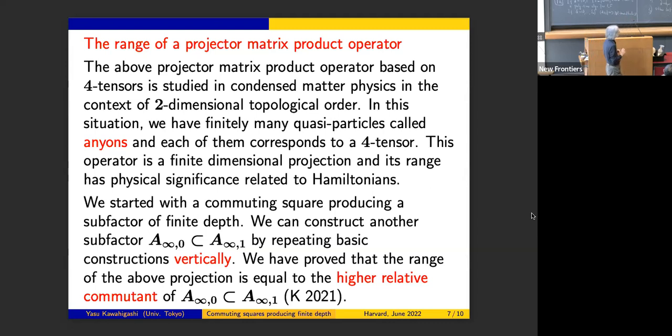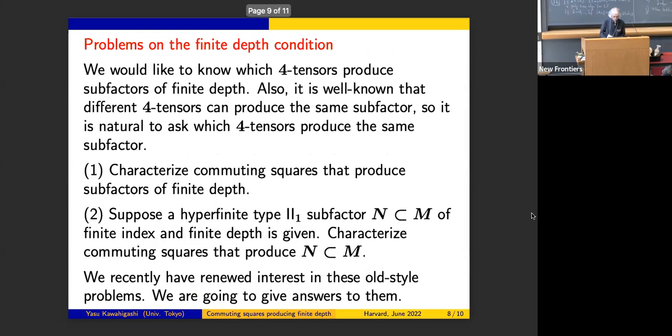It turns out that we can prove that the range of this matrix product operator is equal to the higher relative commutant of the subfactor from the vertical construction. So in this way, the horizontal subfactor and the vertical subfactor are related through this kind of projection. This is something we would like to study. That was my previous result, in my previous paper.